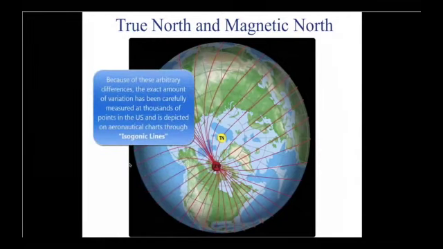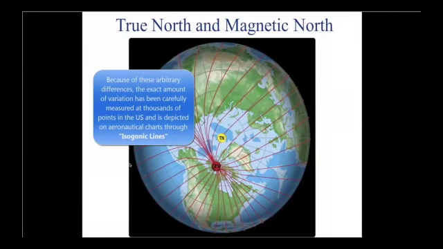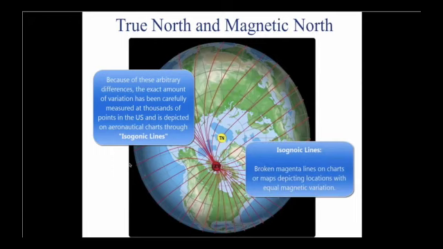Consequently, the exact amount of variation at thousands of selected locations in the United States has been carefully determined. The amount and the direction of variation, which change slightly from time to time, are shown on most aeronautical charts as broken magenta lines, called isogonic lines, which connect points of equal magnetic variation.